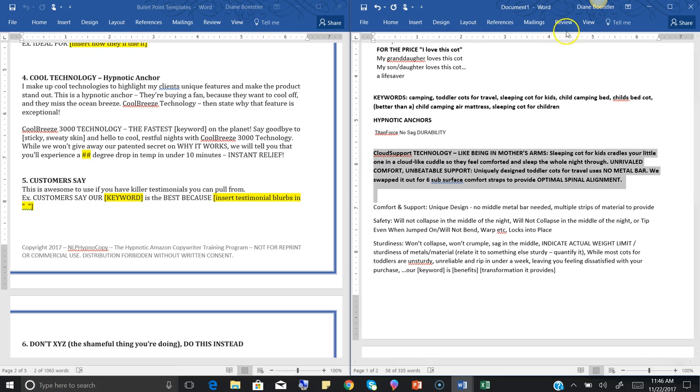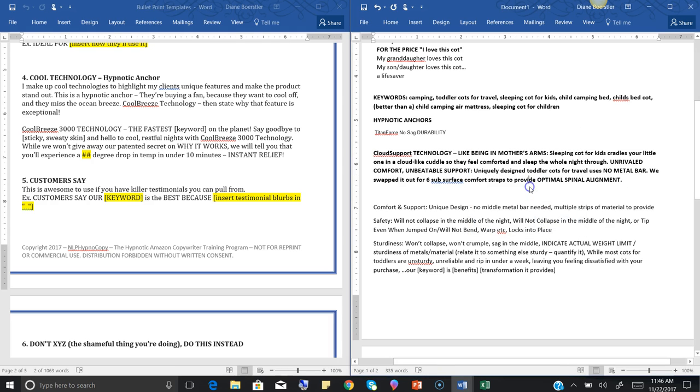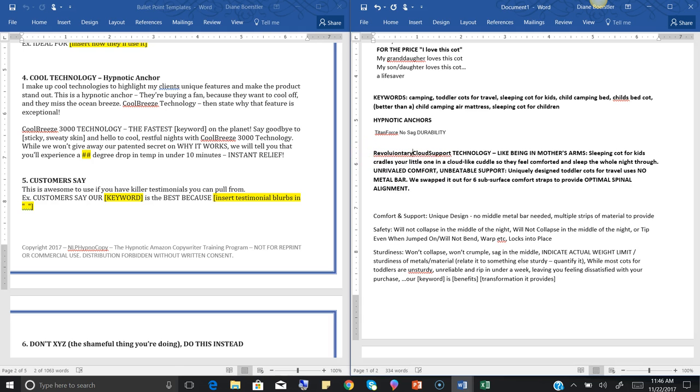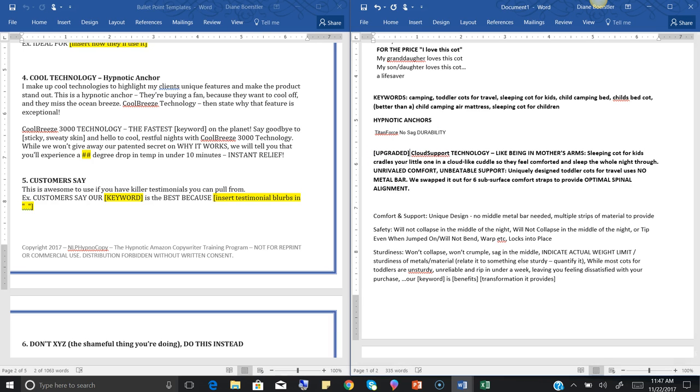Let's see here. So then I go up and I say, okay, review. What are we doing word count wise? We have 311. We're at 250 to 350. Okay, that's our goal. And if you want to, you can even put something like revolutionary cloud support technology. You could say new cloud support technology. Anything to grab their attention. I like to say upgraded cloud support technology.